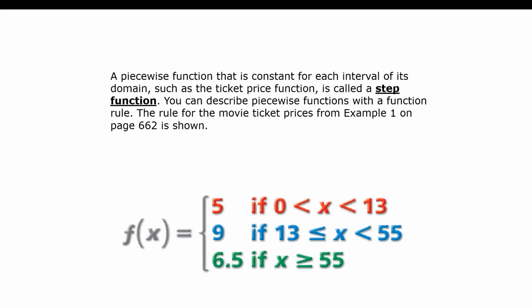All right, so let's take a look at this, and we're talking about movie ticket prices, so let's see if we can figure out what this says here. It looks like if you are between 0 years old and 13 years old and you want to go see a movie, you're going to pay $5. If you're between 13 years old and 55 years old, you're going to pay $9. And if you're older than 55, you're only going to have to pay $6.50. So you can see we have the children's price, the adult price, and the senior price.